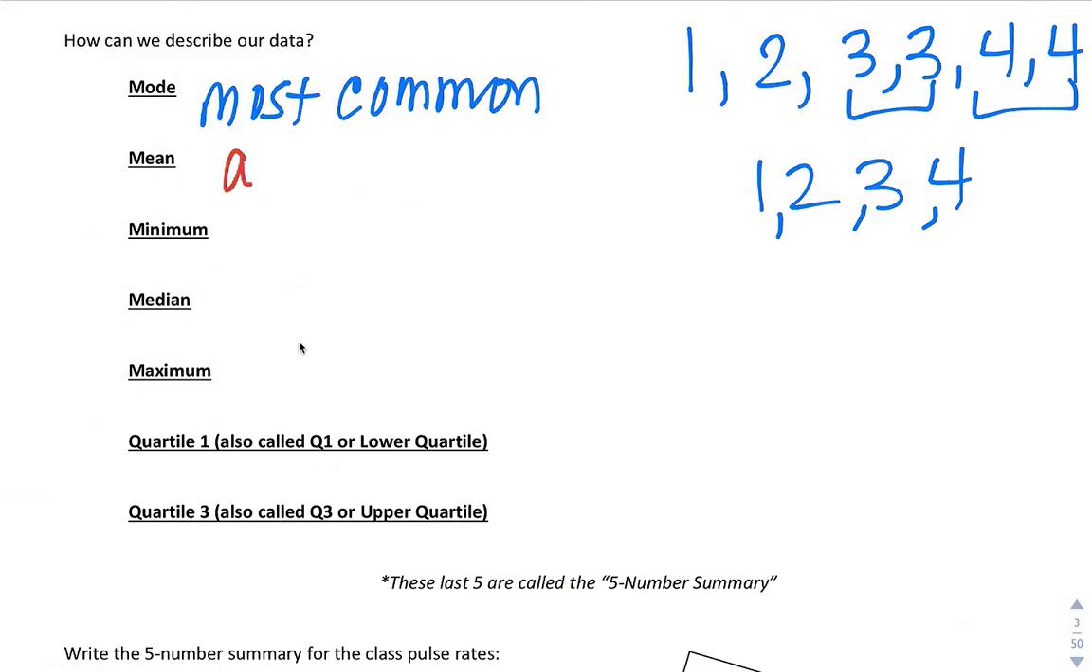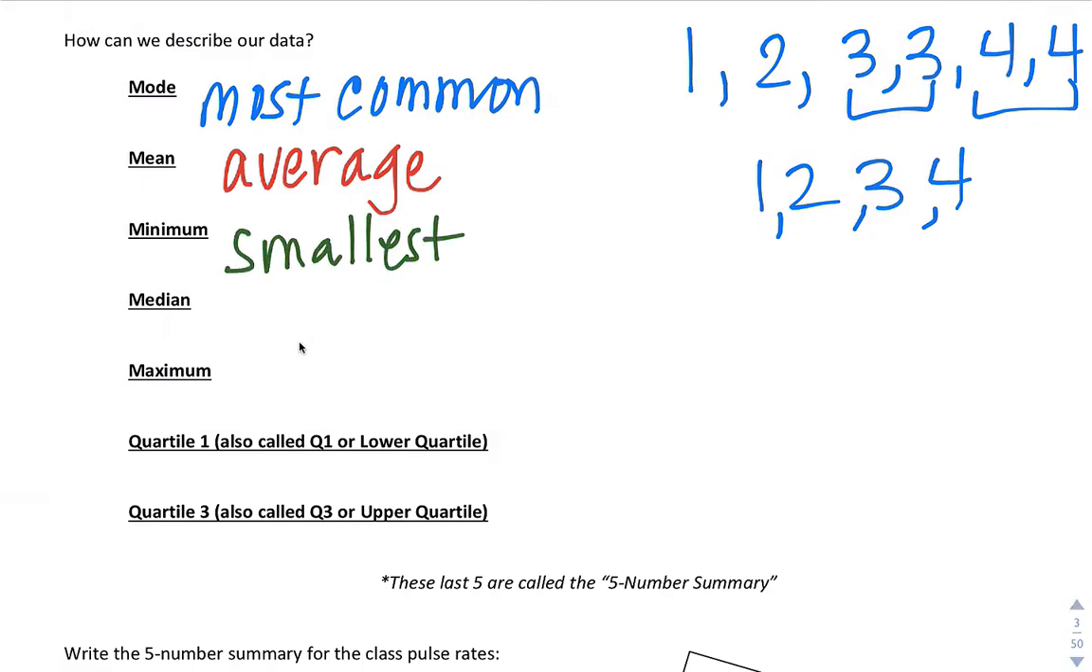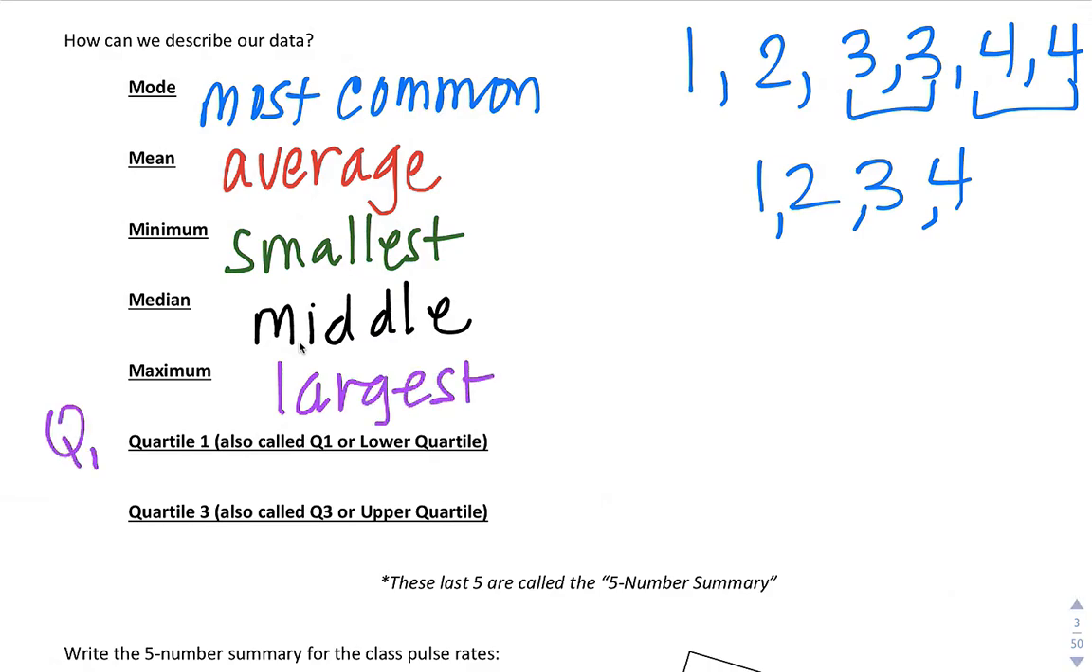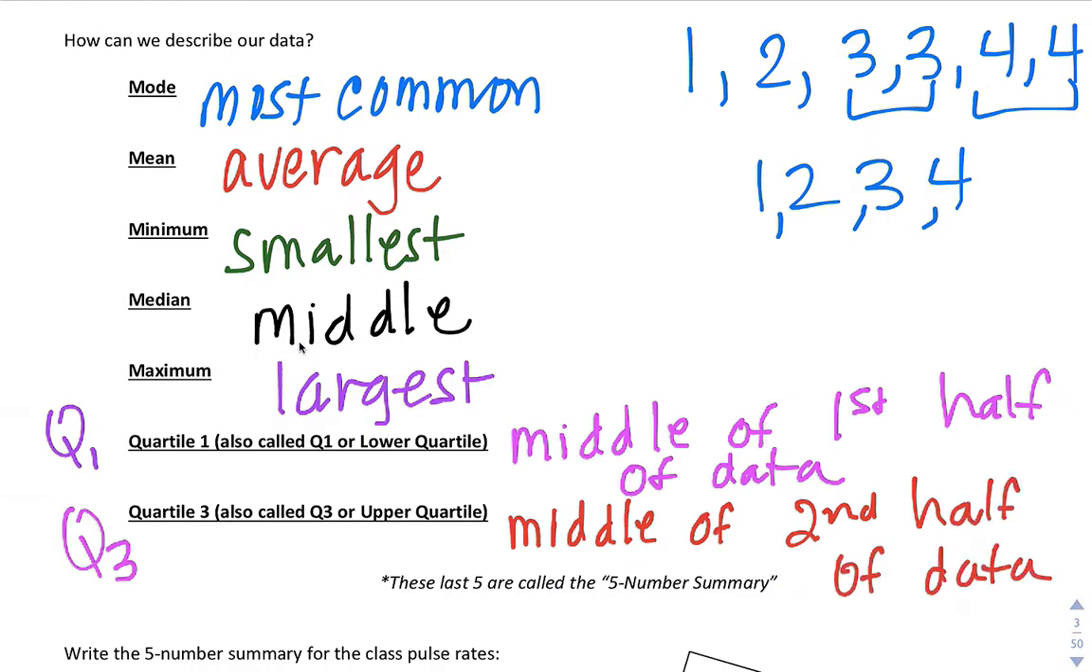Mean is another word for average. Minimum is what you think. It's the smallest term or data point. Median means middle. If you're learning about driving, the median is the middle of the road. And maximum, of course, then means the largest. All right, you'll see Q1, quartile 1, which is the middle of the first half of data. And then you'll see Q3, which is the middle of your second half of data. And these last 5 things are called the 5-number summary.